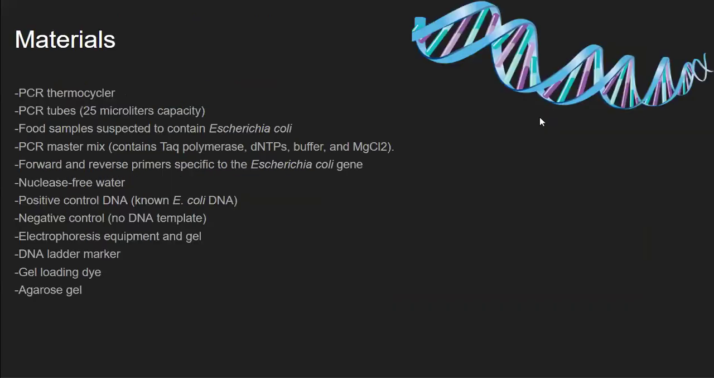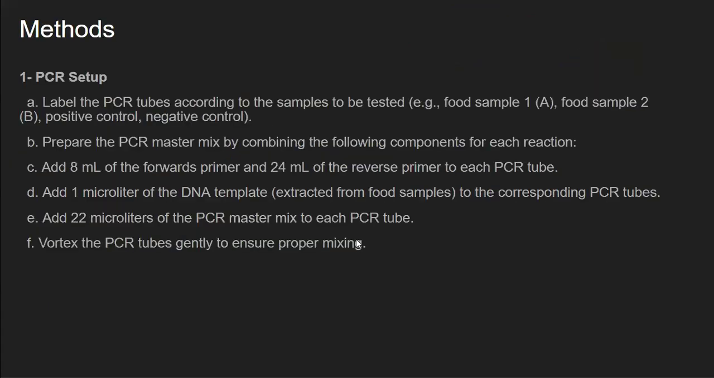The materials. These are the materials for the lab. Methods: PCR setup. Label the PCR tubes according to the samples to be tested. Example: food sample 1, which is A; food sample 2, which is B. Positive control and negative control.